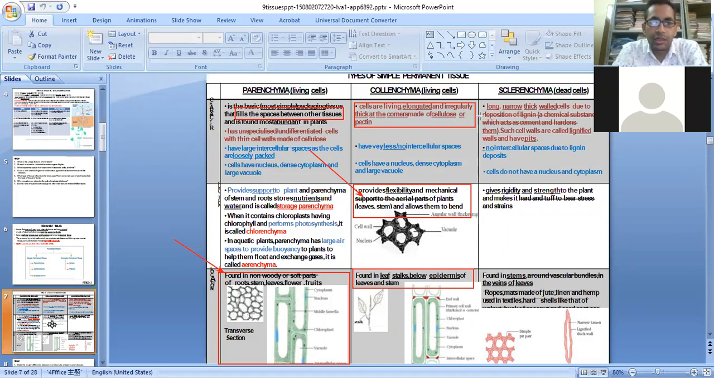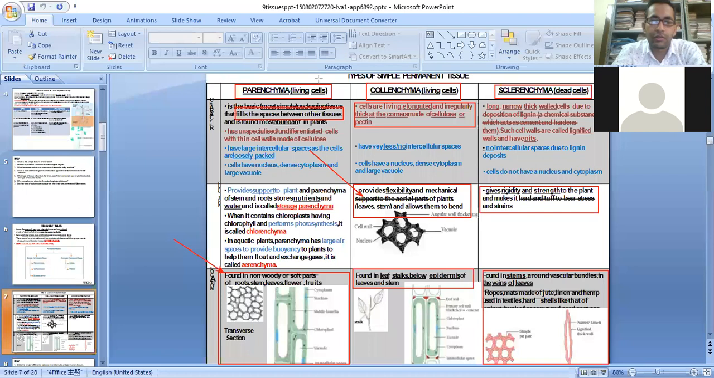Okay. Now moving to the next part, that is the sclerenchyma, and you can see the figure is given down under, and you can even find it in your books. Actually, this is what becomes wood. These are actually dead cells. You can see over here, parenchyma is living, collenchyma is also living, and sclerenchyma is made of dead cells. And this sclerenchyma gives a plant its strength. How is it able to stand erect? So this is responsible for that. This gives rigidity and strength to the plant and makes it hard and tough to bear stress and strains.